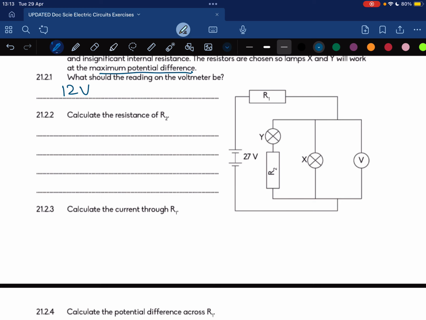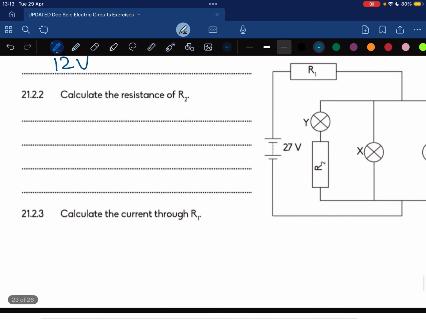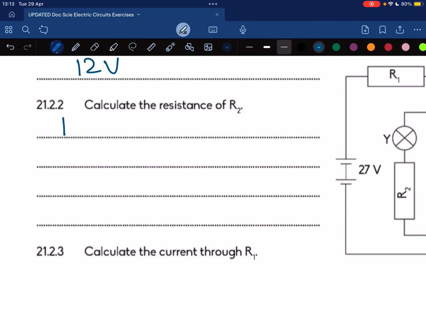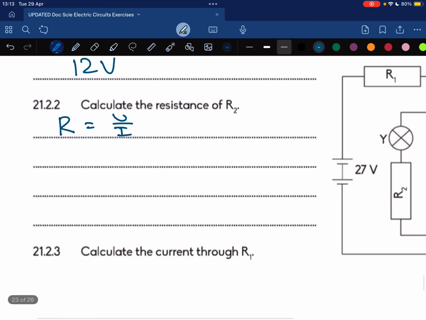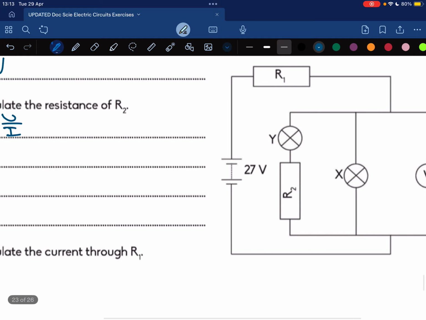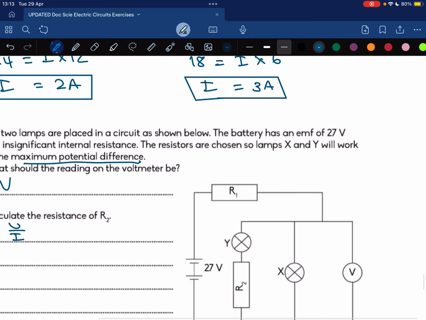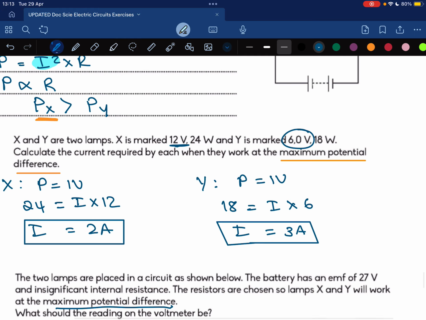Okay, then it says, what is the resistance of R2? So if I think about Ohm's law, R is equal to V over I. Now I need to figure out how I would find these values. Well, I know that the voltage through Y is 6, because they said maximum voltage.